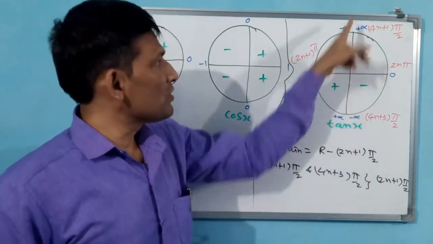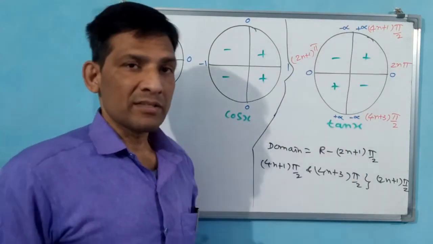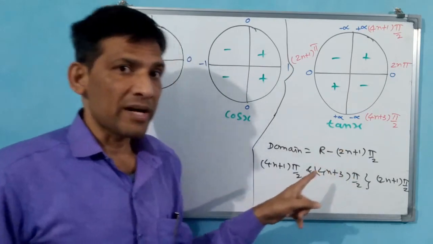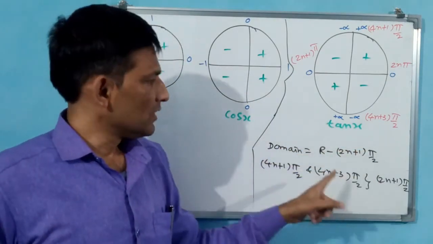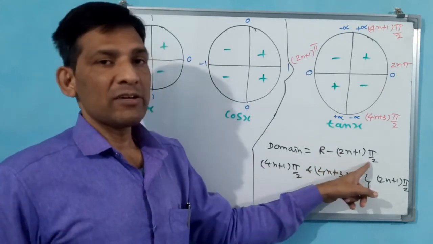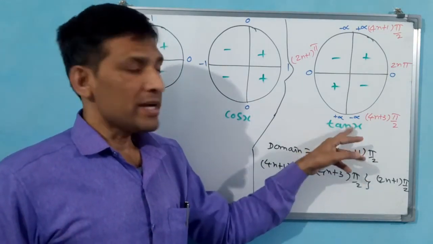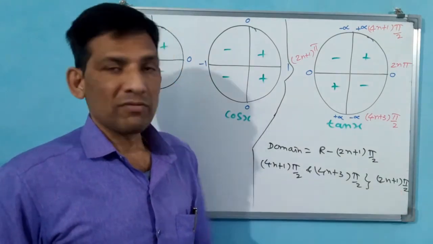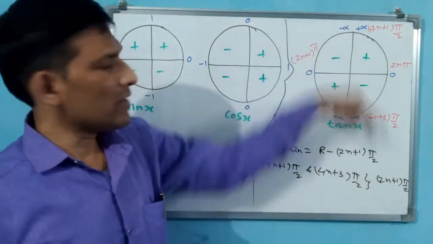But you want both positions. Why? Because in both areas, tan x is going to become undefined. That is why you have to avoid this. You have to put minus. You don't give R minus this angle. Then how can you write? You will write like this: (2n plus 1) pi by 2. This will be applicable for both.